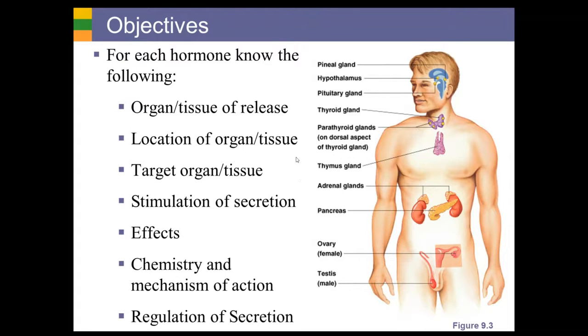I'd like you to know what tissue or organ the hormone targets, what stimulates that hormone to be secreted, what its effects are, its chemistry and mechanism of action, which we just talked about, and how its secretion is regulated. As I said, for just about all of the hormones, it's going to be negative feedback. The only exception is oxytocin. Oxytocin is positive feedback, but all the others are negative feedback.